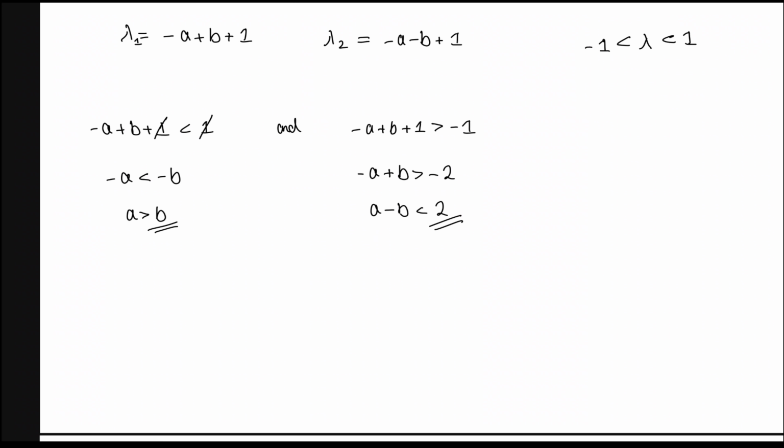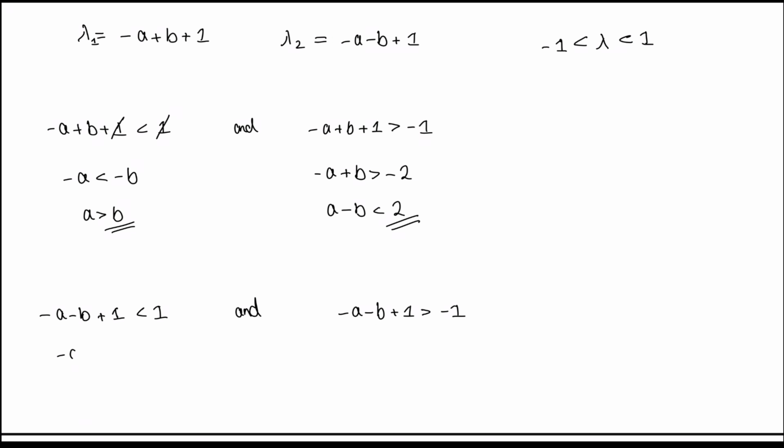If we do the same thing for the second eigenvalue, we have minus a minus b plus 1 less than 1, and minus a minus b plus 1 is greater than minus 1. When we work this out, we get minus a minus b is less than 0, so a plus b is greater than 0. And over here, we have minus a minus b is greater than minus 2, or a plus b is less than 2.